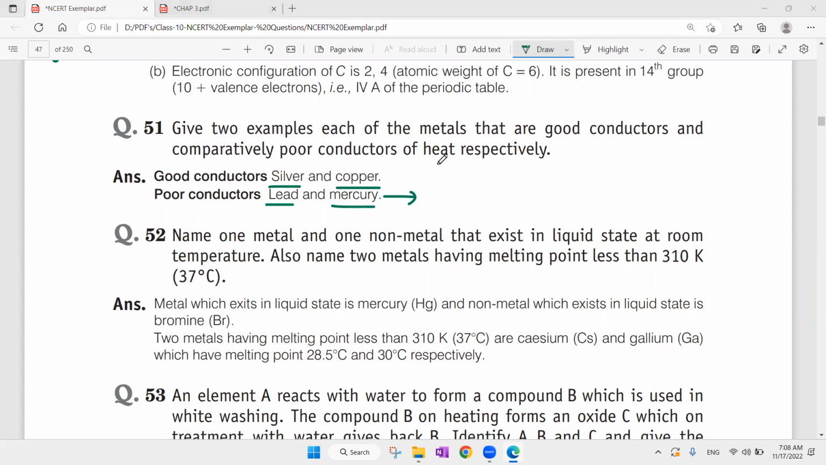Sir, I guess even our body temperatures might not be very high, no, sir. Oh, okay. Basically, poor conductors means it will not even conduct heat energy, no?